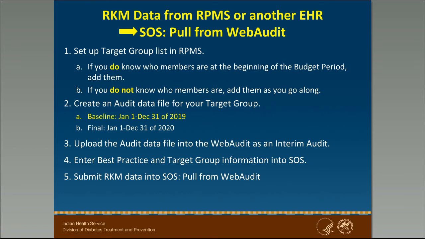So let's talk about submitting your data, pulling from the web audit. You're going to start by setting up your target group list in RPMS. If you do know who those members are at the beginning of the budget period, you can add them. If you don't know who those members are, you can add them as you go along into your RPMS system. You'll then create an audit file for your target group. Your baseline is going to be for January 1st through December 31st of 2019.